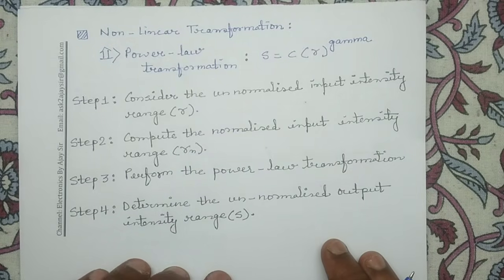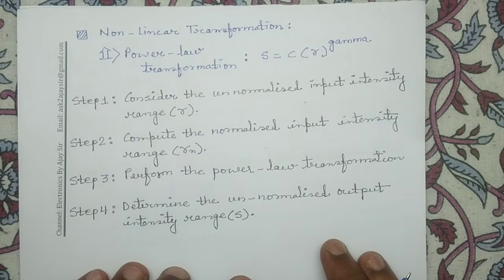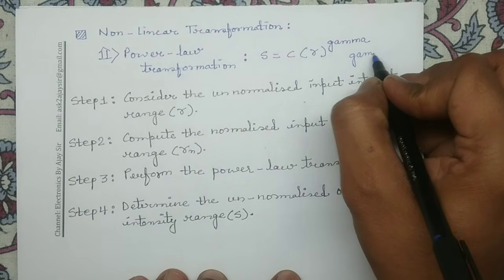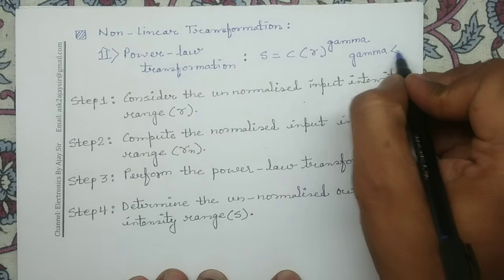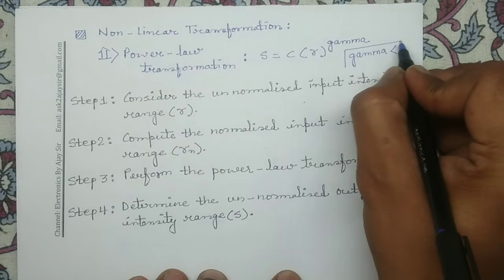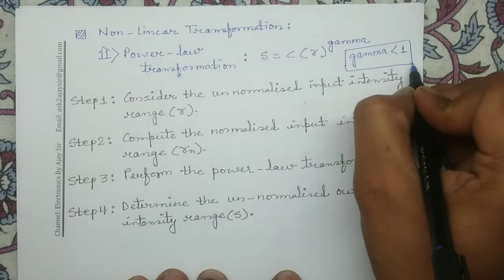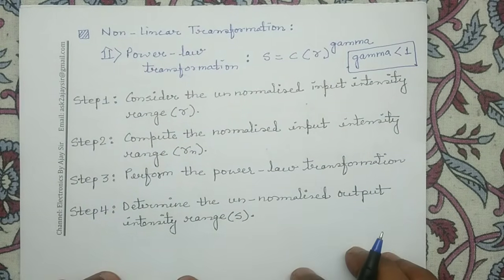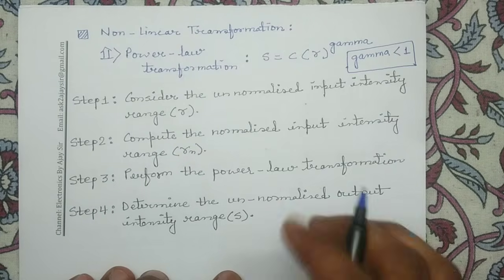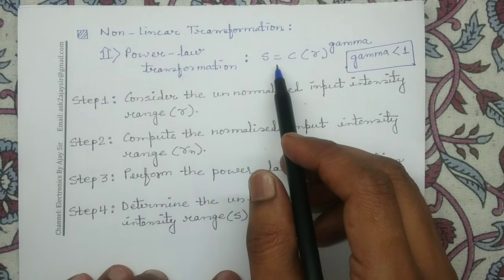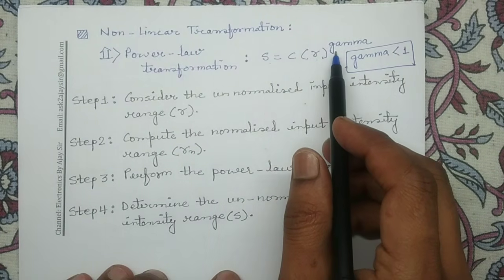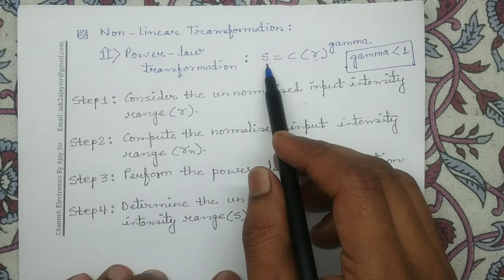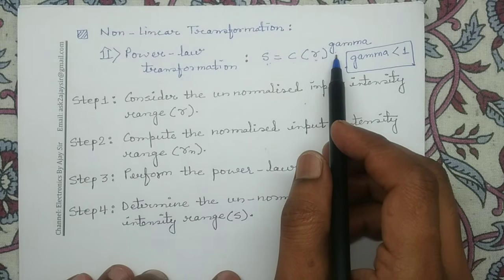Good morning all. In continuation to our discussion on power law transformation, today we will discuss the case when gamma is less than 1. As discussed earlier, the mathematical equation of power law transformation is S equals C R to the power gamma, where R is my input intensity level, S is my output intensity level, and C and gamma are my constants.